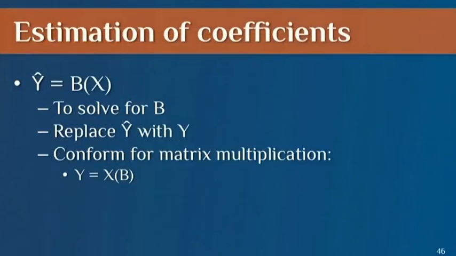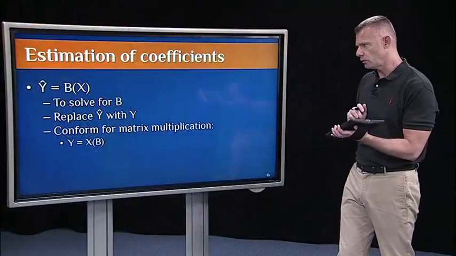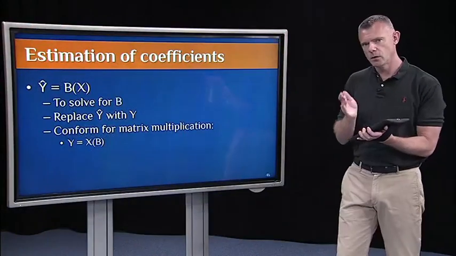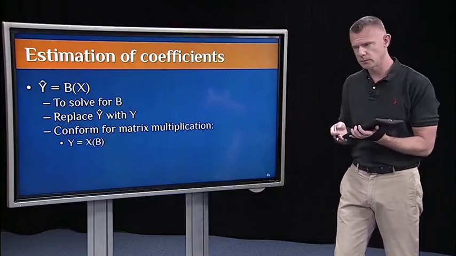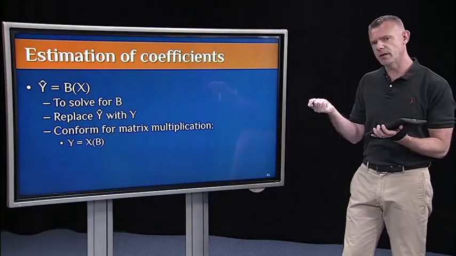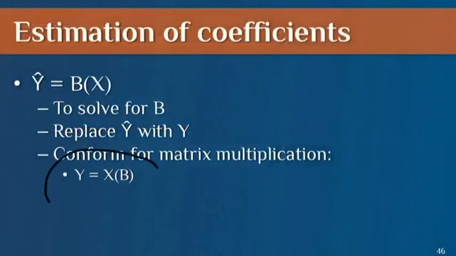So here is the formula. What we want to do is solve for b. That's not that hard, we just have to apply some basic algebra. To solve for b, first I'm going to replace the predicted scores with the observed scores because we don't know the predicted scores. And then I'm going to conform x and b to make them conformable for matrix multiplication. So what I wind up with is this formula, y equals x times b.